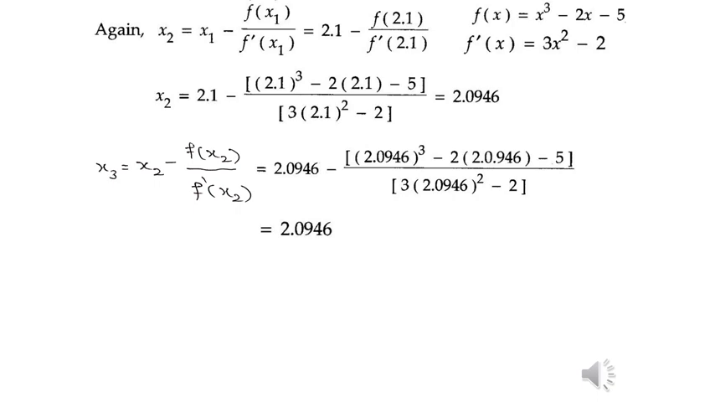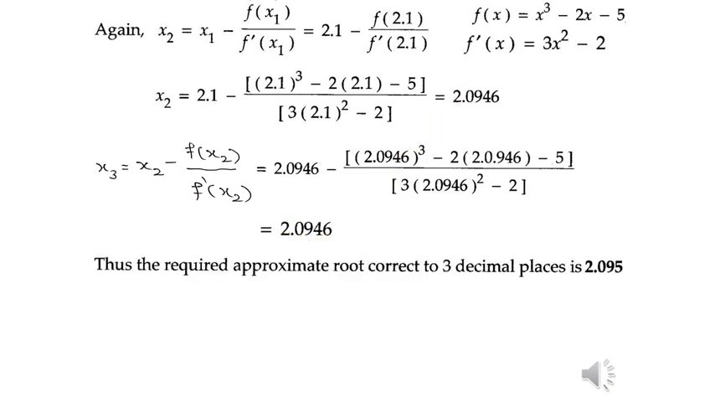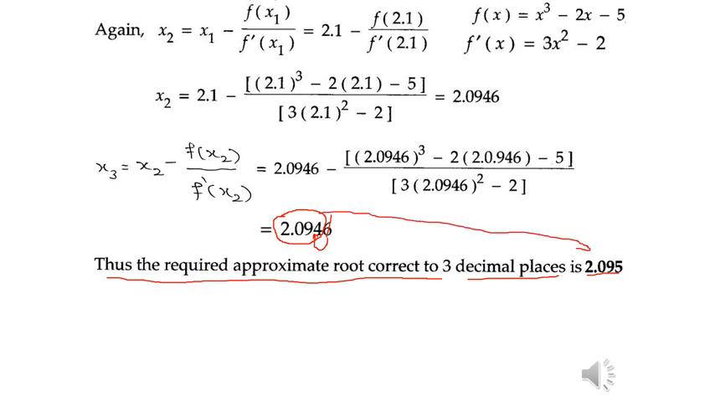And you can observe x2 value and x3 value, they are almost the same. So once you get the same roots, any two consecutive roots are same, then you can stop the process. So thus we conclude, thus the required approximate root correct to 3 decimal places is 2.095. That means we need to correct it to 3 decimal places till here. How do we correct? Since this digit is greater than 5, you give an increment to this, it will become 5, and then neglect this 6. So that is what we have done here, correct to 3 decimal places.